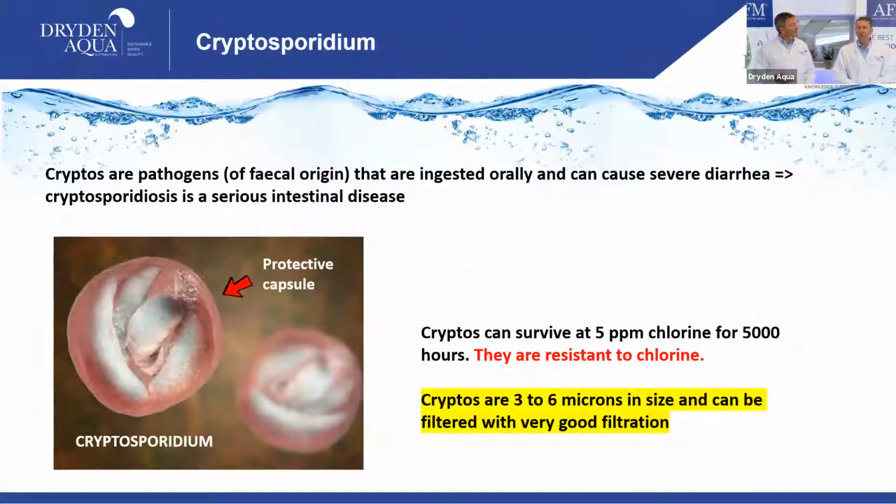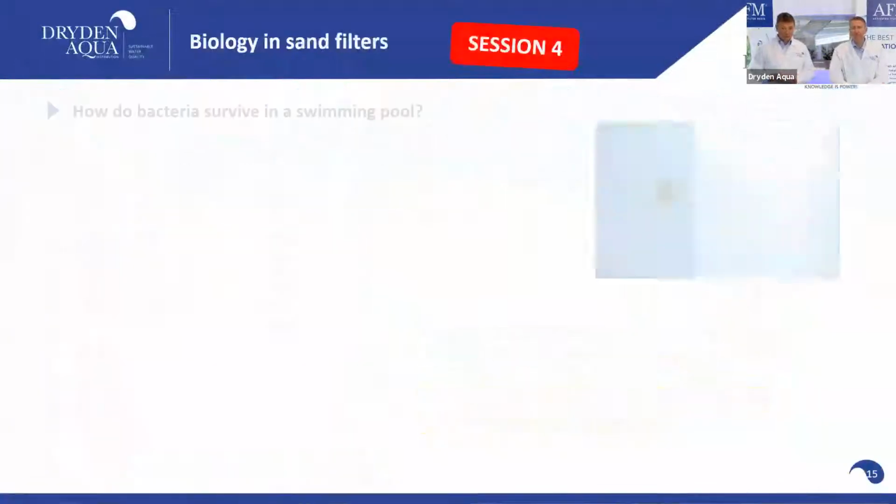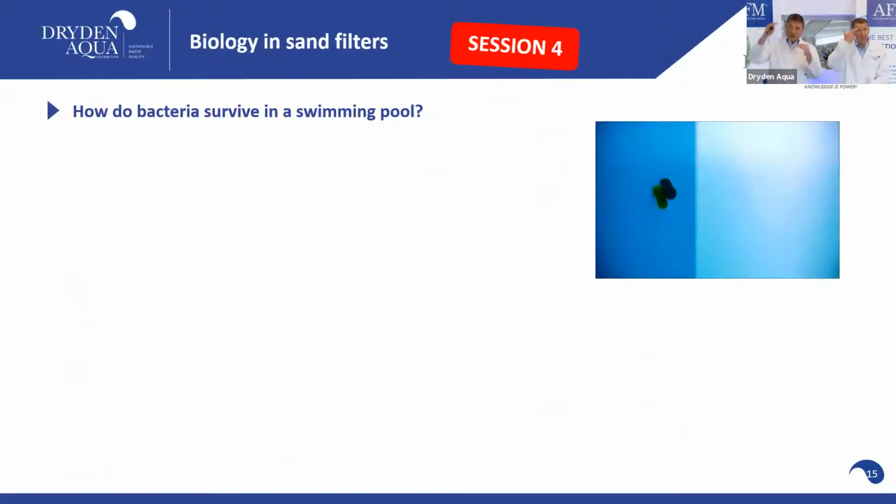Crypto. Crypto is another pathogen. It's a parasite, also of fecal origin, like E. coli. That's how it's brought into the pool. The problem with crypto is that it is highly resistant to chlorine. It will survive 5 ppm of chlorine for 5,000 hours. We talked about this in session number 4. But the good news is it's 3 to 6 microns in size. So with really good filtration and flocculation, you have a really good chance of getting them out. We talked about this also in session number 4. Okay, these were the overview of the pathogens.